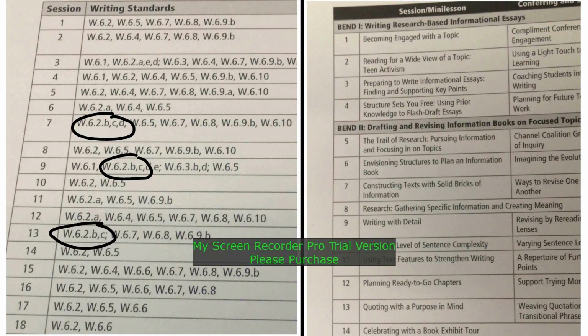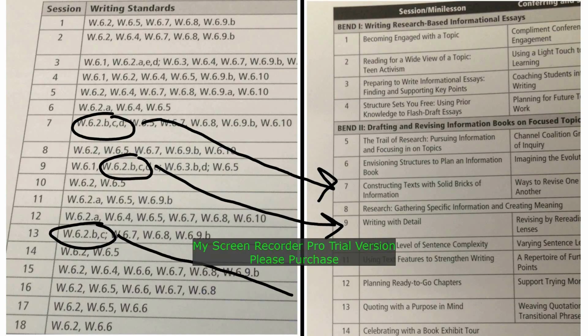If we look at the mini lessons from those same sessions, we can see the variety of objectives that these lessons cover. So lesson 7 is on constructing text with solid bricks of information. Lesson 9, writing with detail, and you can bet some of those details are going to be the key quotes and facts that were gathered. And then finally, mini lesson 13 has an objective around using quotes.